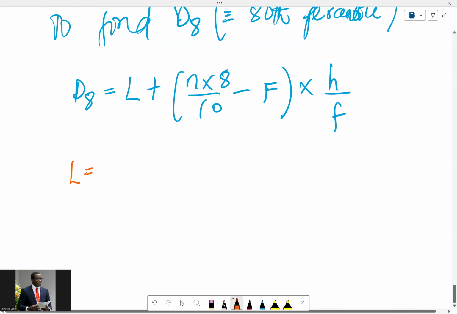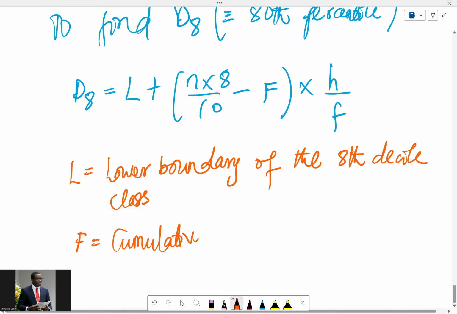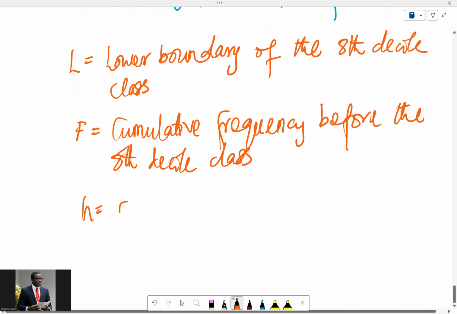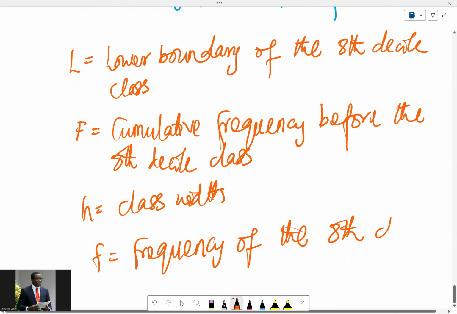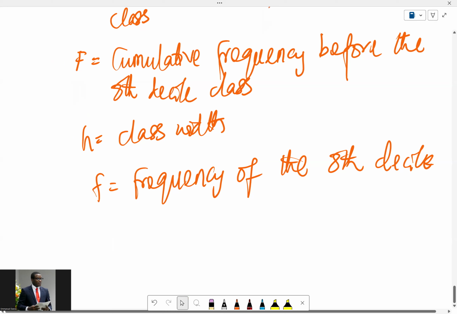So L is the lower boundary of the 8th decile class, which of course you have to find. Then big F is the cumulative frequency before the 8th decile class. Then H is the class width, which is regular. And then small f is the actual frequency of the 8th decile class. So the most important thing you have to be able to find is that 8th decile class. Once you find that class, everything else is associated with it.